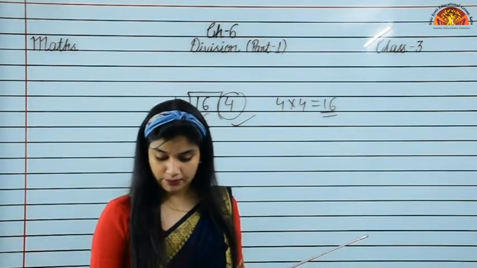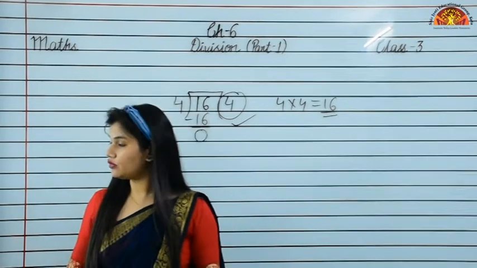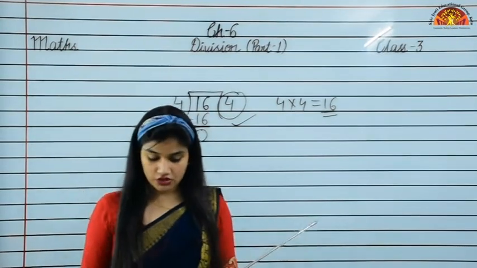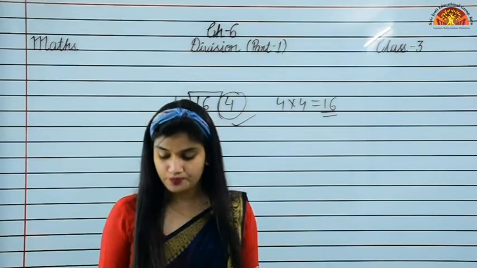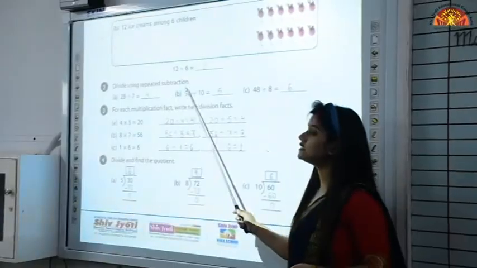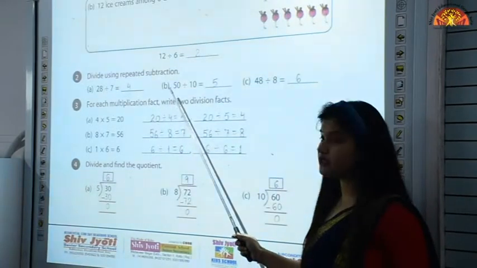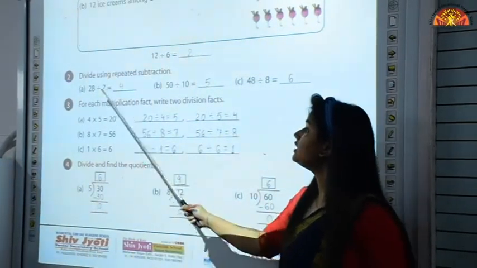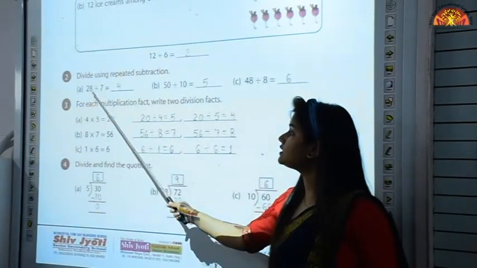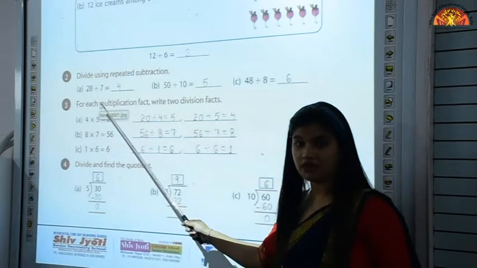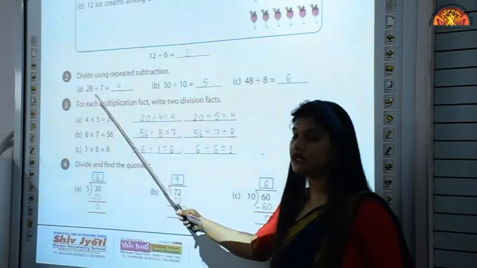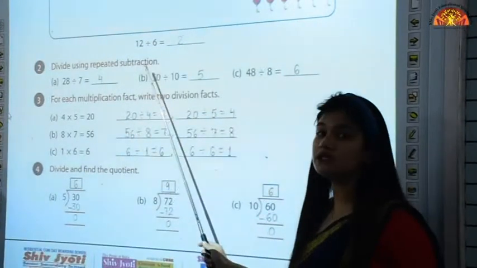B part. B part is similar to the A part. Now you can do the B part also. So now we are taking question number 2. Divide using repeated subtractions. So students, you have already seen repeated subtraction. Now we have to find the answer of A part, that is 28 divided by 7. Now we have to divide 28 by 7 by using repeated subtraction.